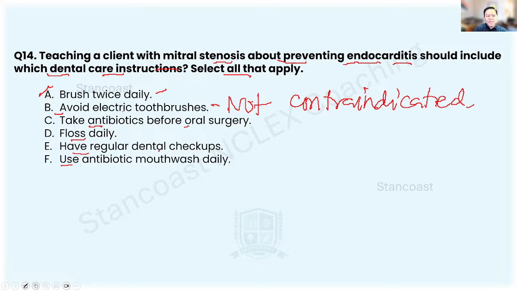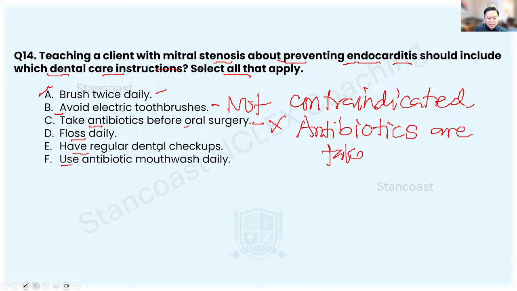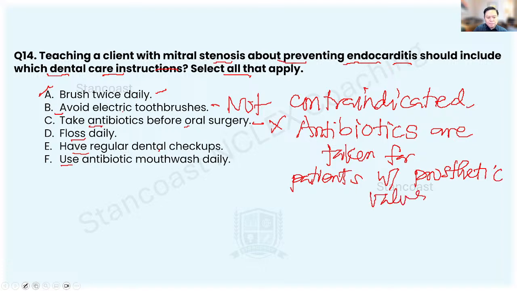Indicated. All right, what about take antibiotics before oral surgery? What would be your answer here? Is C a good answer? This is wrong. The reason that letter C is wrong is because antibiotics are only taken for patients with prosthetic valves. We're talking about mitral stenosis, all right, not the regurgitation. So we are not gonna take this as a good answer.